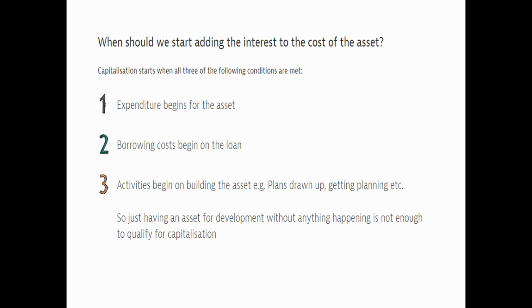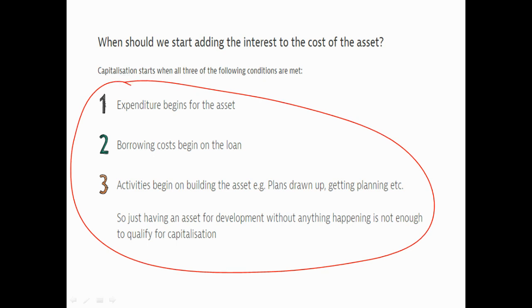So when should we start adding the interest to the cost of the asset? When should we start to capitalize borrowing cost? Capitalization starts when all three of the following conditions are met. So it should meet all three before you start thinking about capitalizing borrowing cost. The first condition is that expenditure begins for the asset. Maybe you want to construct building A, and now you are buying the materials and paying for the labor. So the expenditure for that asset is actually being incurred. That is the first condition.